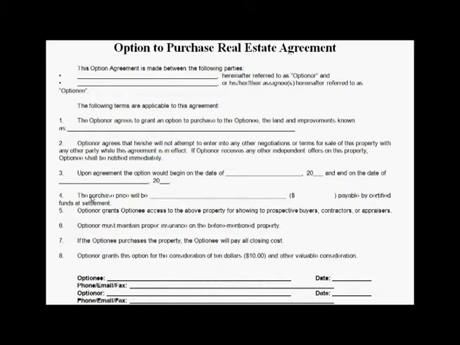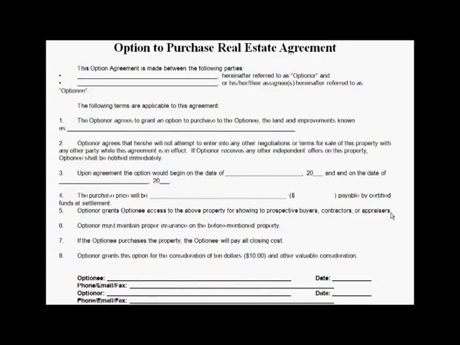The purchase price will be blank, so you just fill this in basically like you would on a check. So if it was $20,000, you would just put $20,000 and then put the digits right here. Payable by certified funds and settlement. Number 5, optioner grants optionee access to the above property for showing to prospective buyers, contractors, or appraisers.